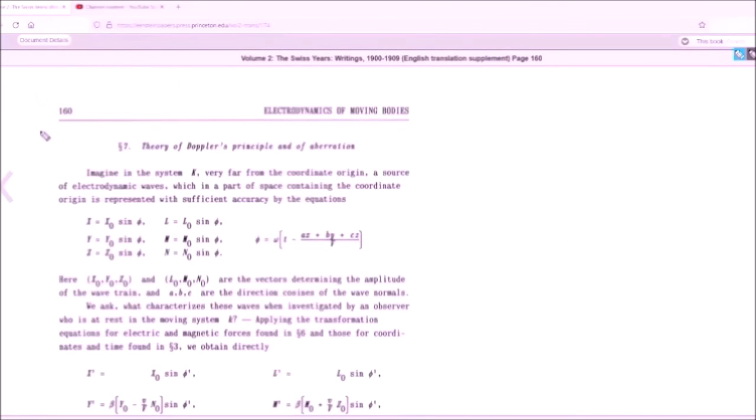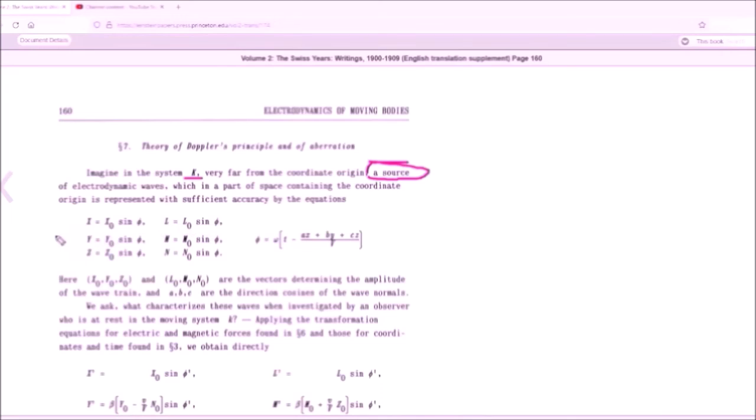We now turn to page 160, section 7, theory of Doppler's principle and aberration. Imagine in the system K, that is the system at rest, very far from the coordinate origin, a source of electromagnetic waves, which in a part of space containing the coordinate origin is represented with sufficient accuracy by the equations. So you have a source almost at infinity from the origin of the rest frame, capital K.